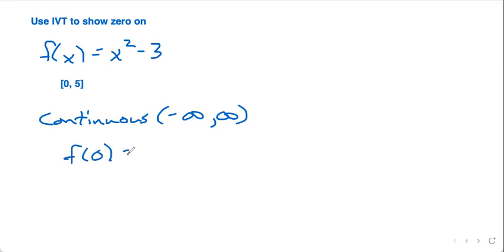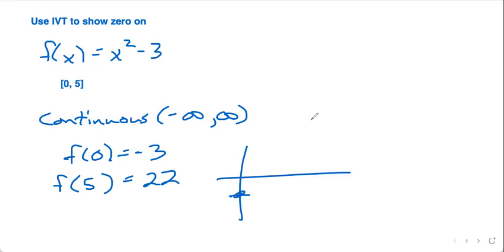And if I plug in f of 0, I get negative 3, and f of 5, plug in 25 minus 3 is 22. Well, it went from a negative to a positive, which means somewhere in between, going from a negative value to a positive value, it had to cross the 0, it had to cross the root, it had to cross the x-axis. That is what you are showing.